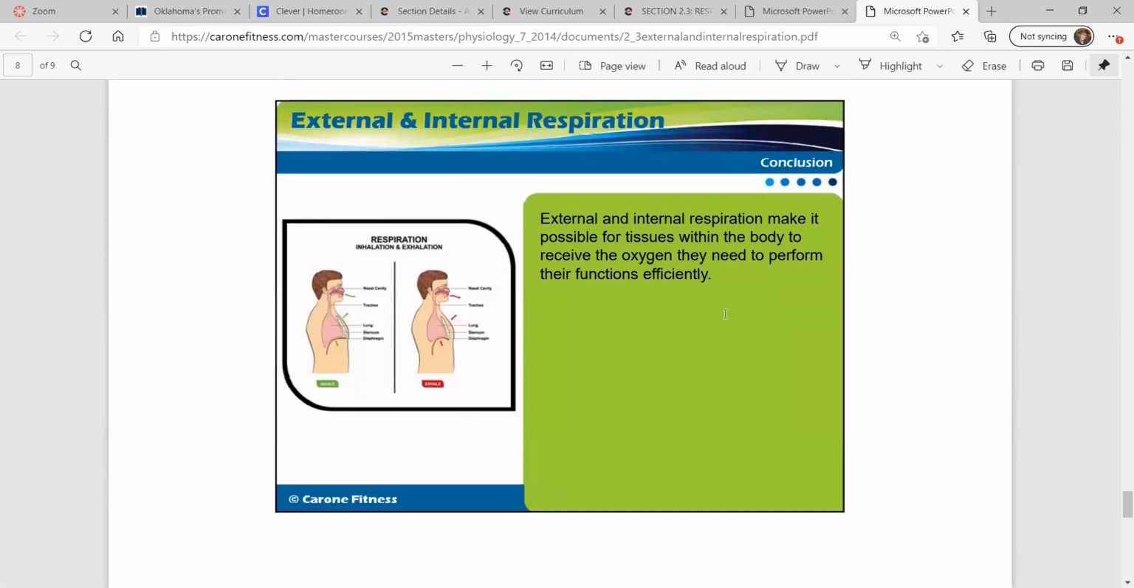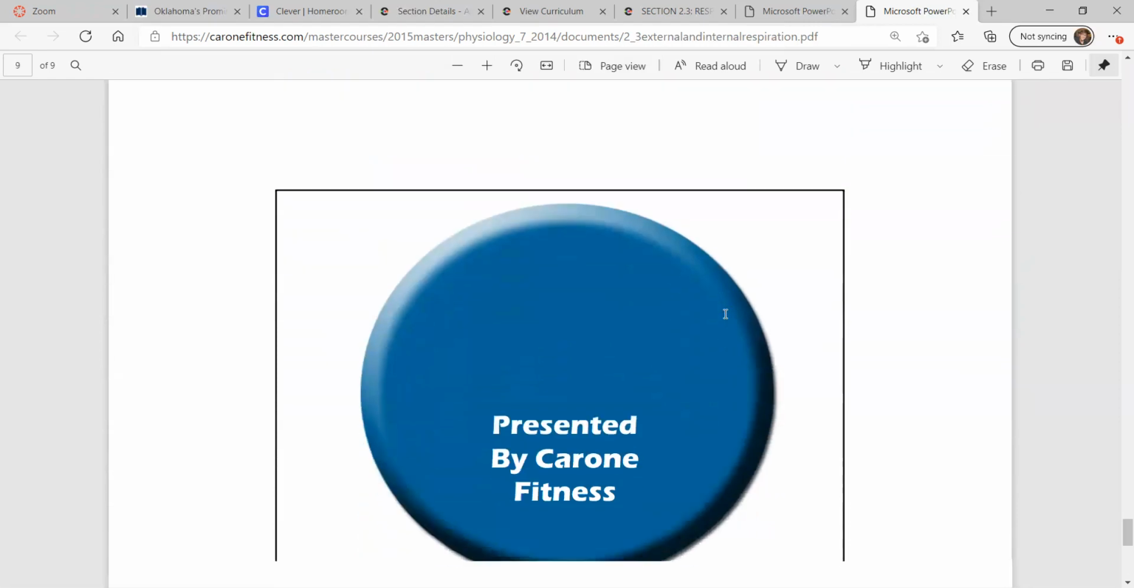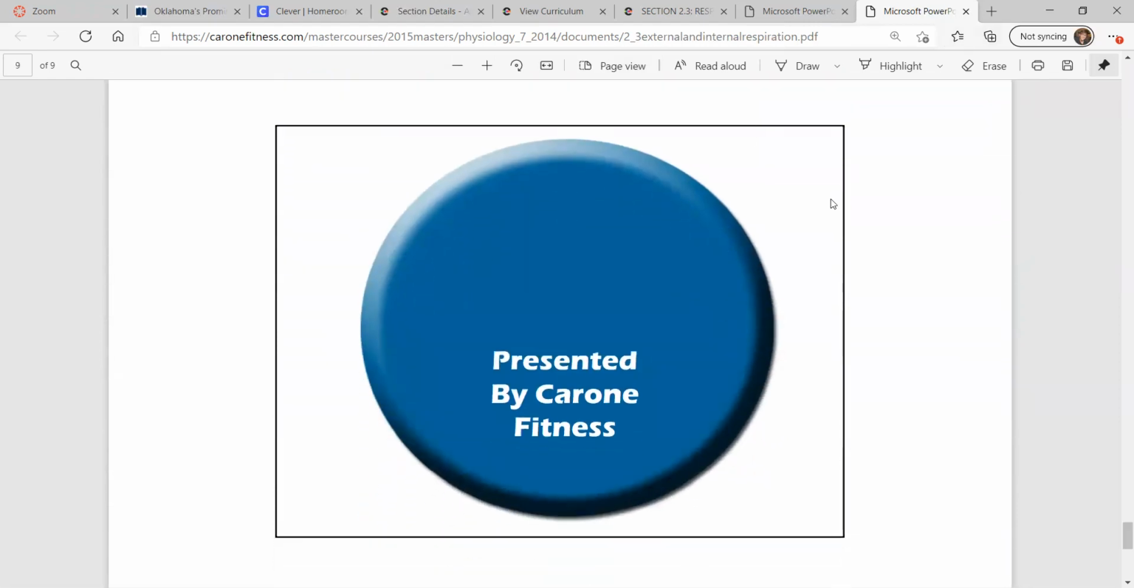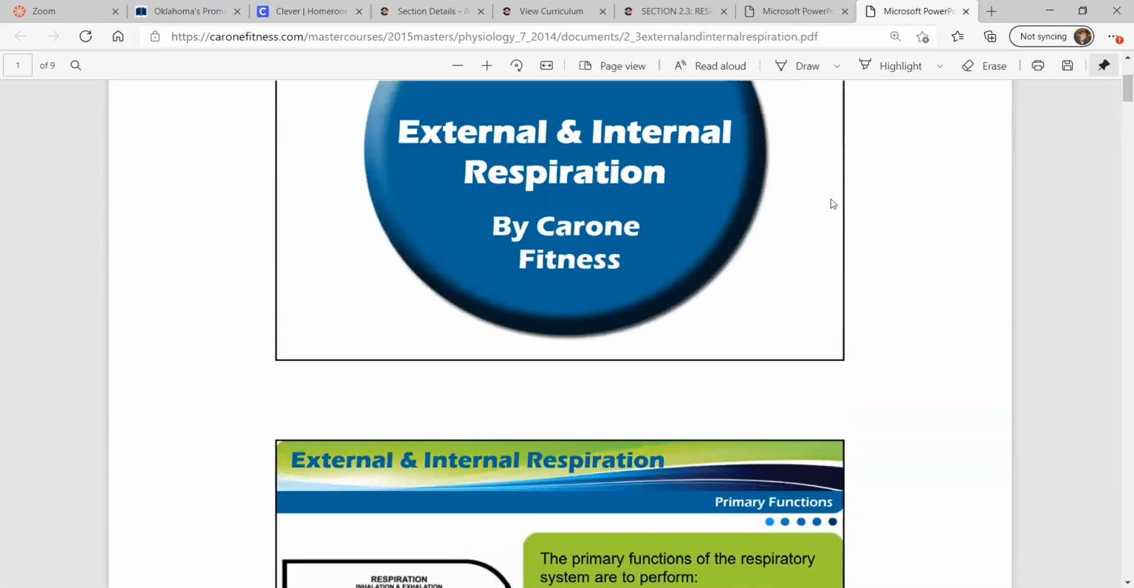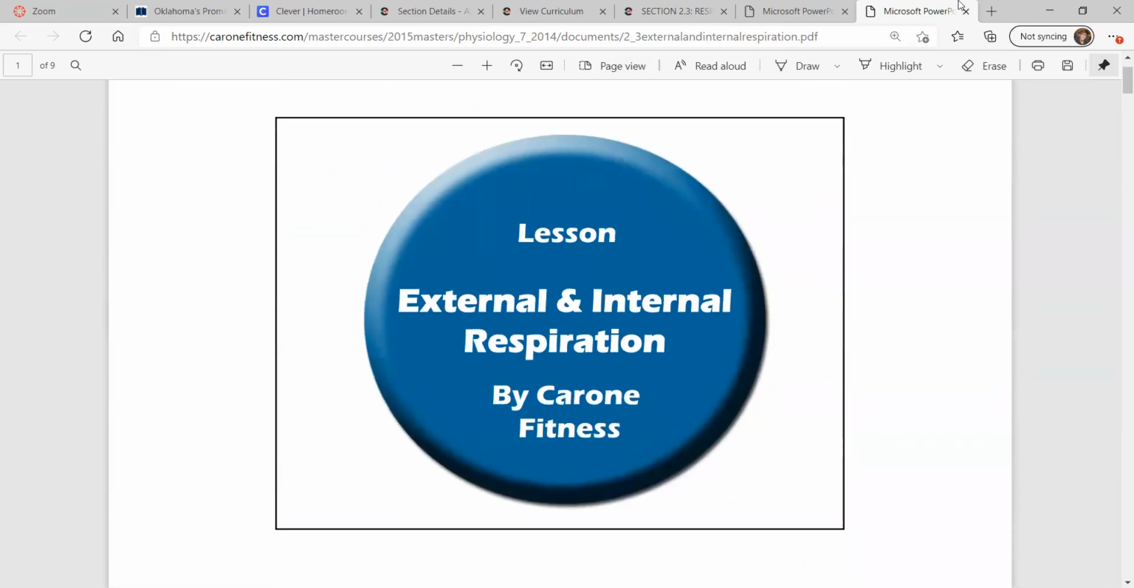External and internal respiration make it possible for tissues within the body to receive the oxygen they need to perform their functions efficiently. And that's that. So we looked at ventilation, which is breathing, and respiration. And next time we're going to look at the issues that can occur.